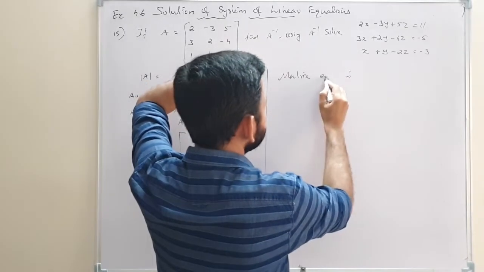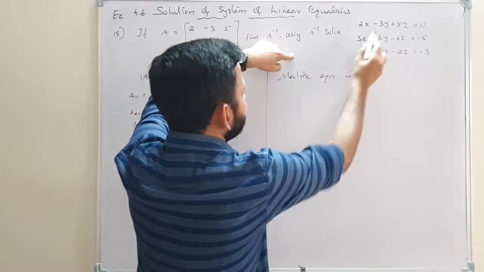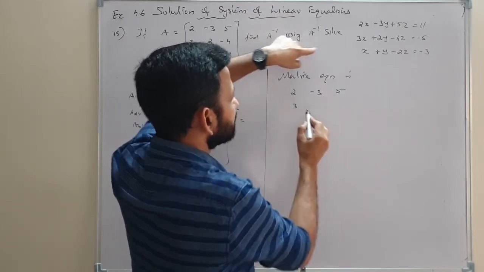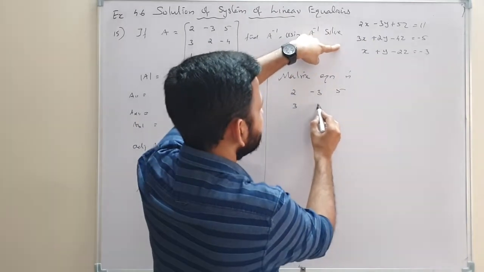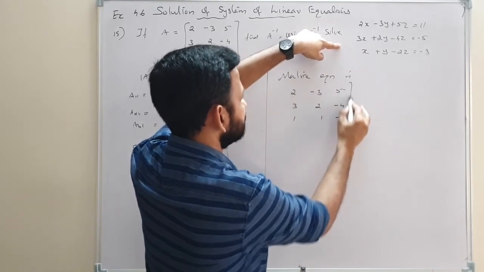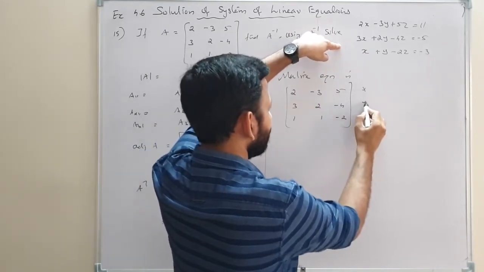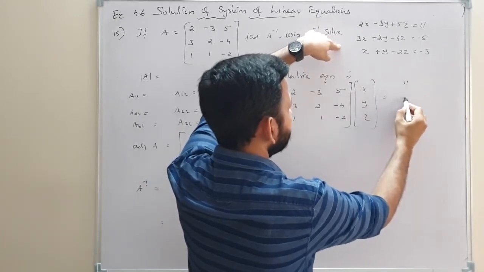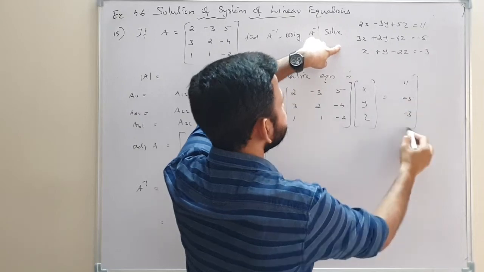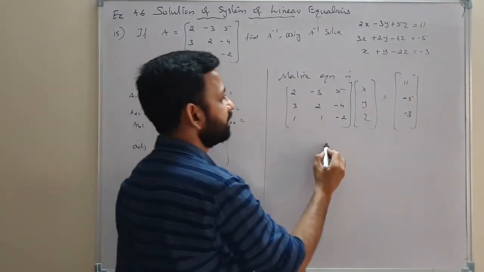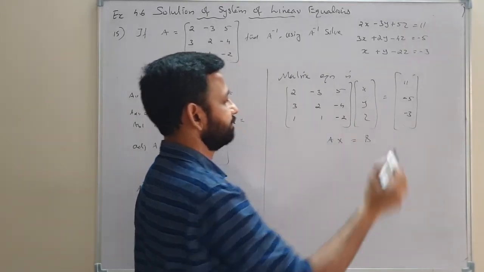Matrix equation is here. When we write the matrix equation, we write the coefficients 2 minus 3 5, 3 2 minus 4, 1 1 minus 2, then x, y, z equal to 11 minus 5 minus 3. And this is in the form of Ax is equal to B.